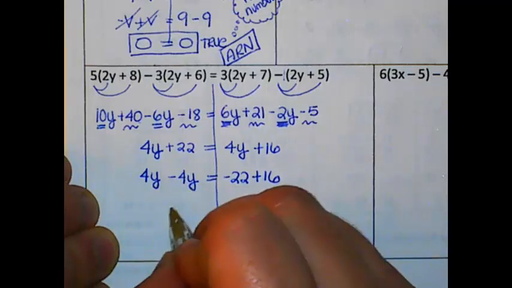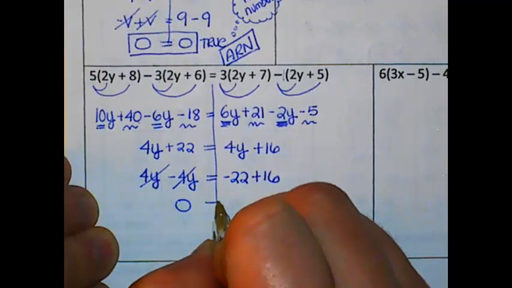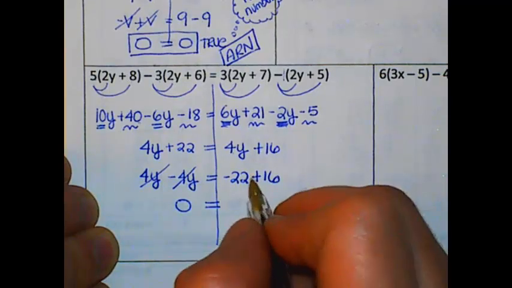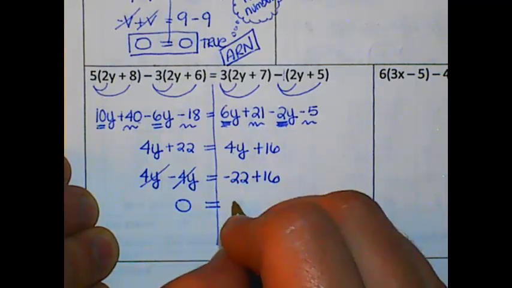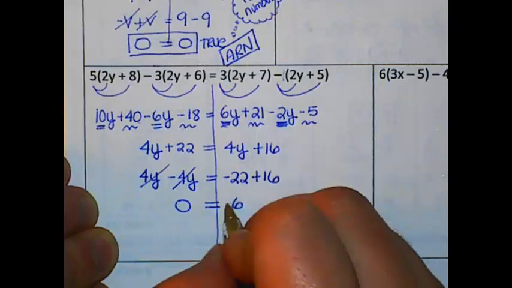Now 4y minus 4y cancel, so you get a 0. And negative 22 plus 16. Signs are different, so you subtract. Negative 22 plus 16 is 6. And sign of the biggest would be negative.